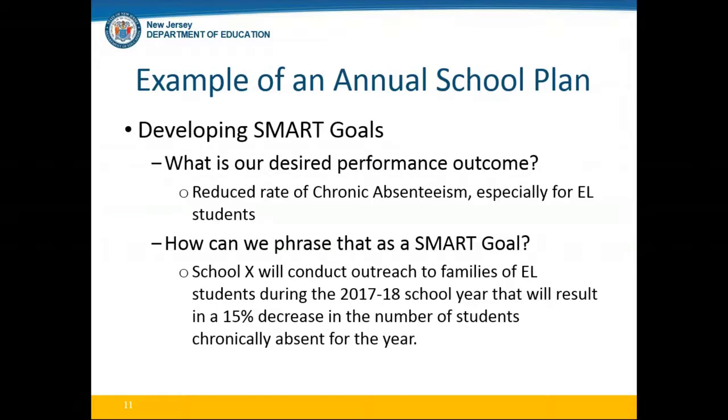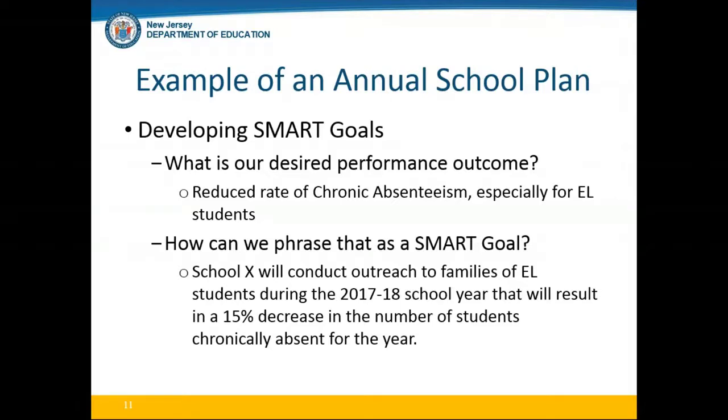When developing SMART goals, the first and most important question to ask is, what is our desired performance outcome? In our example, it is to reduce the rate of chronic absenteeism, especially for English learner students. The next step is to phrase this as a SMART goal. A SMART goal expresses that goal in precise terms. As a result of a specific intervention, a measurable change will occur that we believe is ambitious but achievable. Our measure is relevant to our intervention, and the time period in which this improvement will occur is specified.